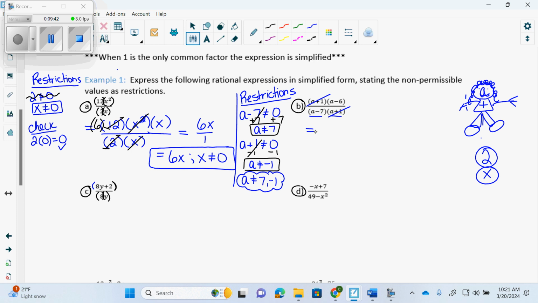All right. So we have A-6 in the top and an A-7 in the denominator. Those are left. And then I have to follow behind with A can't equal 7 and -1. Do you see how I stated the -1 even though it's gone? Restrictions must be stated before you cancel.